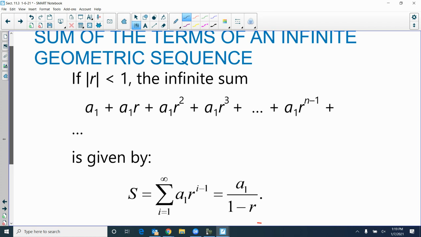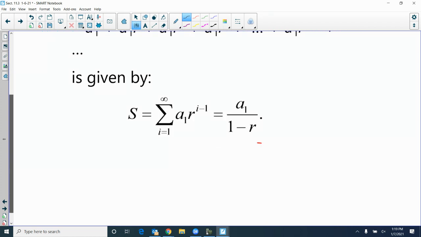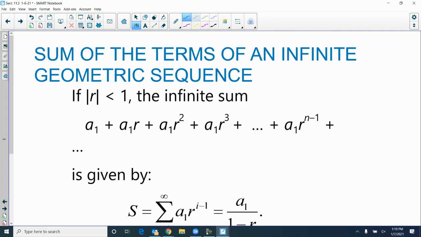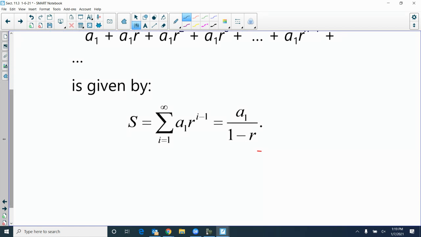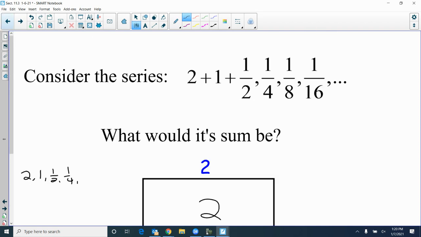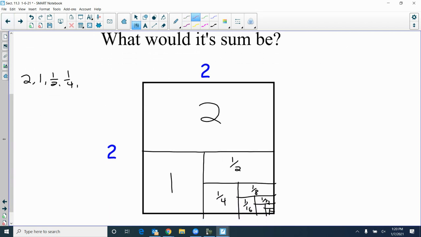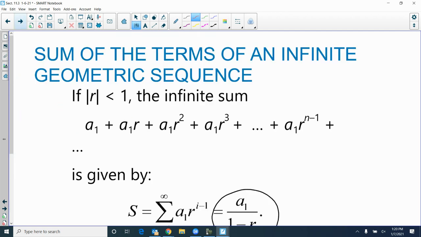So if we have an infinite geometric sequence, 1 to infinity, this is the formula. Okay, that's the formula. You take the first term divided by 1 minus R. Now let me just flip backwards for 1 second. What was my first term here? My first term was 2. My R was a half. 2 divided by a half is 4. So then you don't have to add everything up.